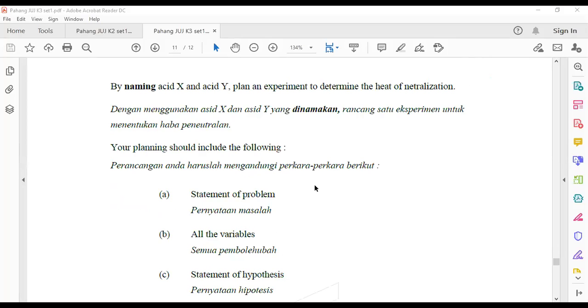Or you can say, does acid X produce a higher heat of neutralization when reacting with sodium hydroxide solution compared to acid Y reacting with sodium hydroxide solution? Please remember to put a question mark at the end of the sentence.